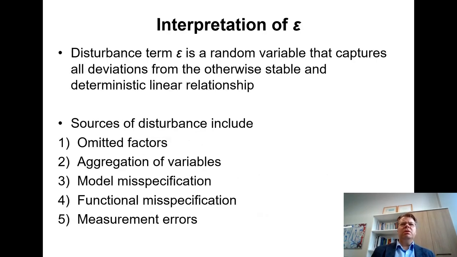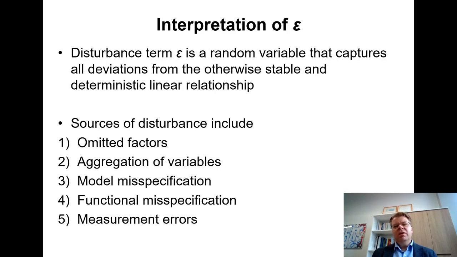So then what about this disturbance term epsilon, or error term epsilon? In some sense, from the statistical point of view, this is where most of the action actually is in econometric modeling. This epsilon is the random variable, and much of the statistical theory is actually analyzing this epsilon. So it's important to understand what this epsilon captures.